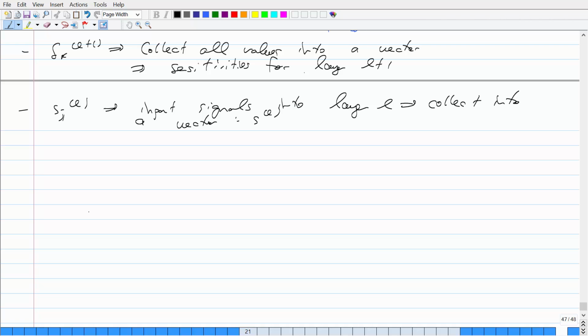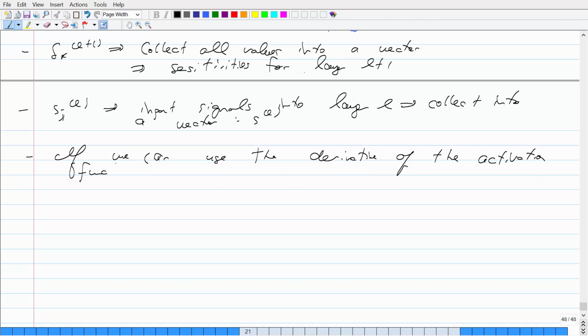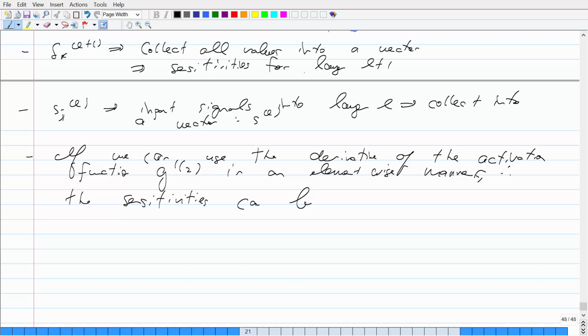So, okay, let's see here. If we use the derivative of the activation function, g of z, in an element-wise manner, therefore these sensitivities can be found in this way.